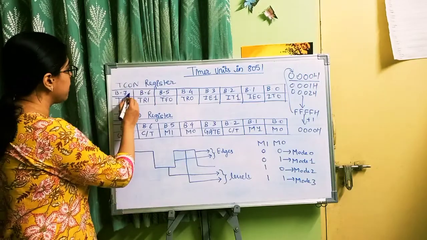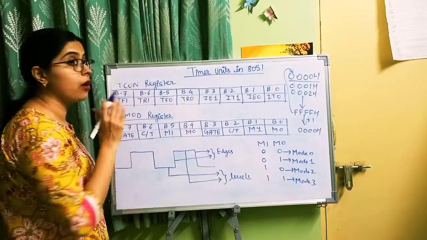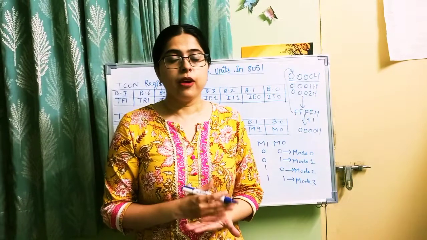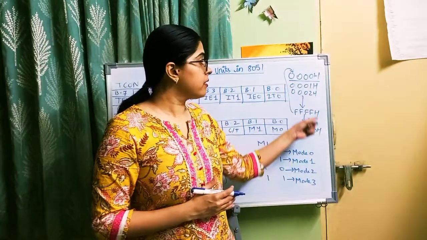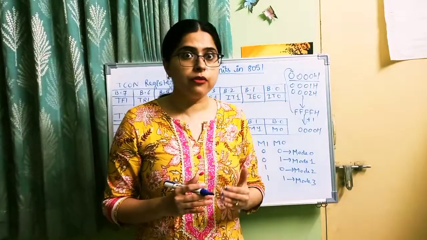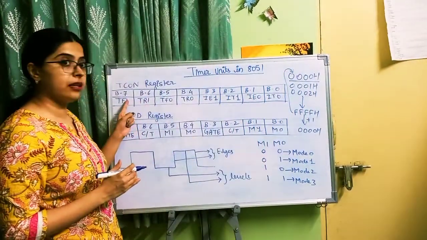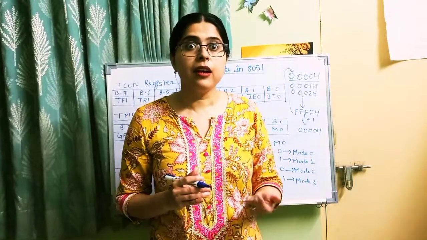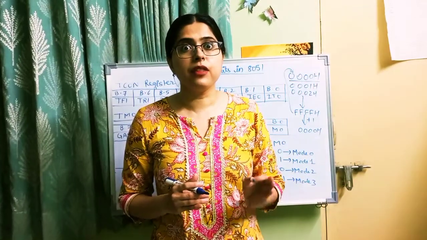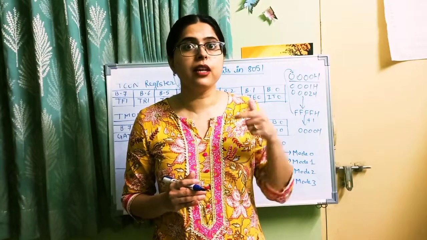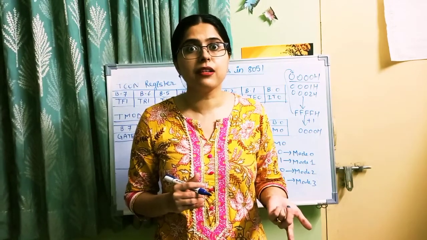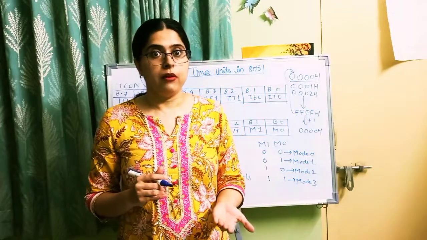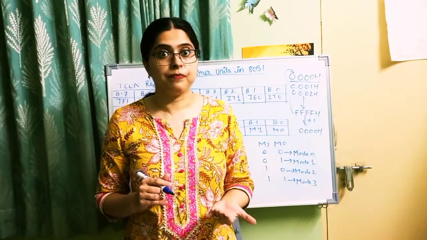You can see bit 7 of the TCON register is TF1. Now what is this TF1? This TF1 is an overflow flag. We have already discussed what overflow is. When the overflow occurs, this TF1 bit is set to 1, and it stays 1 till the interrupt related to timer 1 is executed, and when the interrupt related to timer 1 starts executing, this bit TF1 is set to 0. It is for timer counter 1.